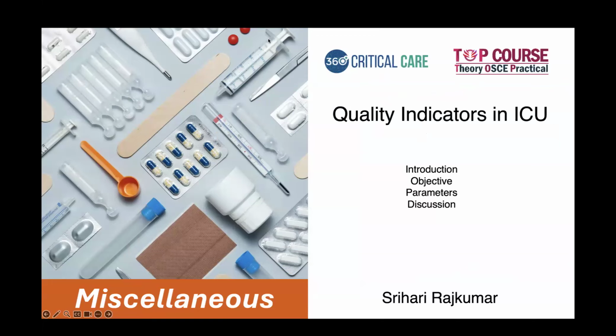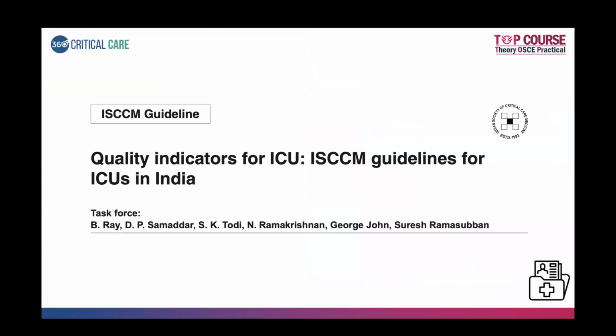Yes, sir. Okay. So coming to the quality indicators in ICU, I'm going to cover 4 areas: introduction, objectives, parameters, and discussion. Coming to the introduction, the main reference I've taken is the ISCCM guidelines, which came in 2011. They have not changed so far, and they hold valid till now also.